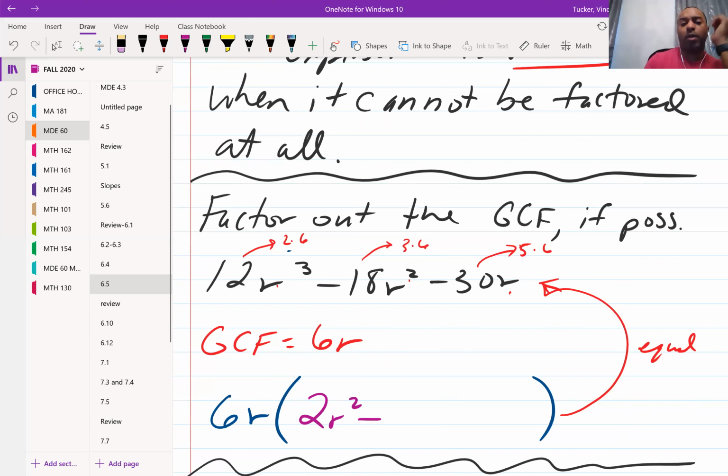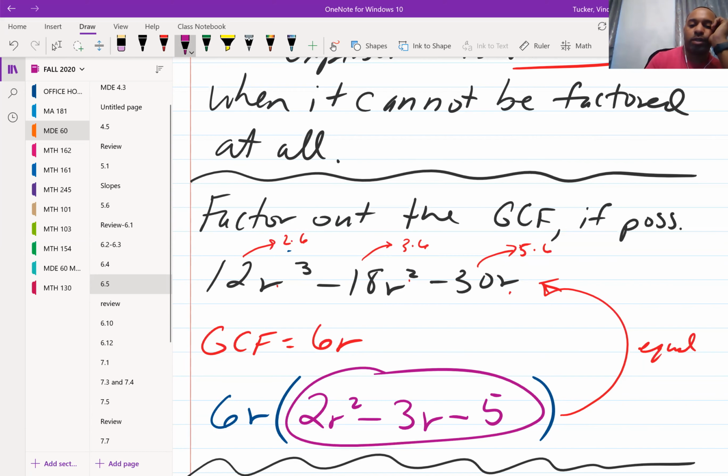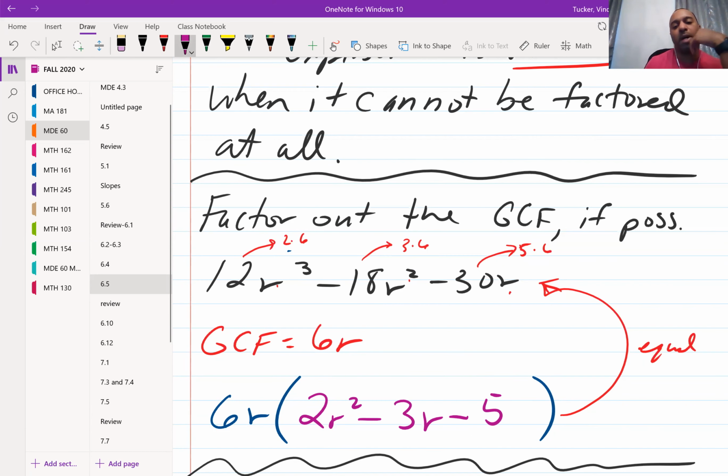And then we keep that same thought process when we go to the 18. If I took 6 out of it, that's going to leave me with 3. And then looking at r squared, if I take one of the r's out, then I'm left with just r. And then for the 30, that'll be 5. And if I take this one r, then I don't have an r. And so this would be what's left in the parentheses, 2r squared minus 3r minus 5.